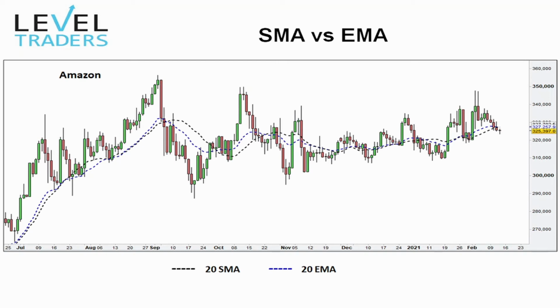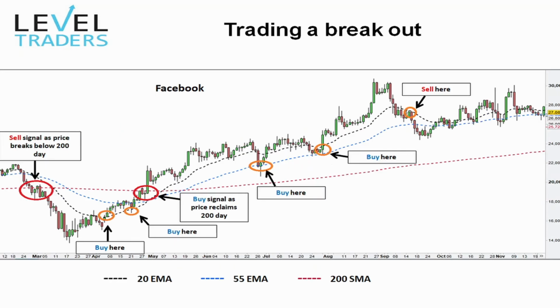So the final thing we're going to look at is how to trade a breakout of a moving average. Let's take a look. So here I've got a chart. It's the social media giant, Facebook. It's the daily chart, and the period we're looking at is March 2020 to November 2020. I've chosen to go with 3 moving averages. I've gone for 1 long term, 1 short term, and 1 medium term.